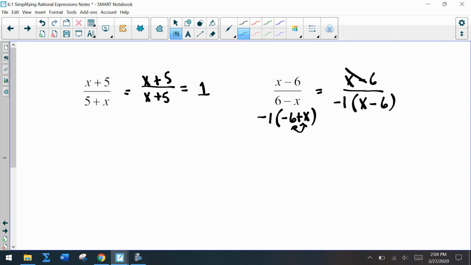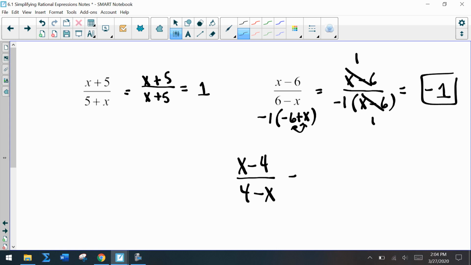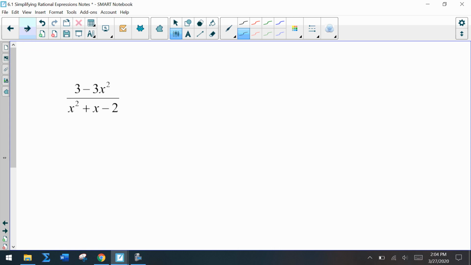Now we have a common factor, and we have this negative 1 that it reduces to. So these are opposites. Anytime you have opposites, like x minus 4 over 4 minus x, those are opposites that reduce to negative 1. So we have to be careful when it comes to expressions like this, and then also when it is addition. Why don't you pause and try this one and see how it works out, and then we can come back to it.